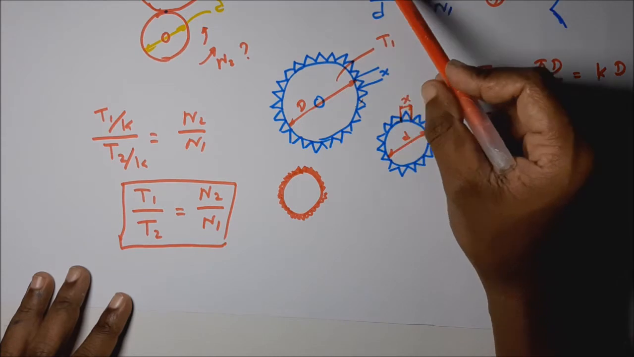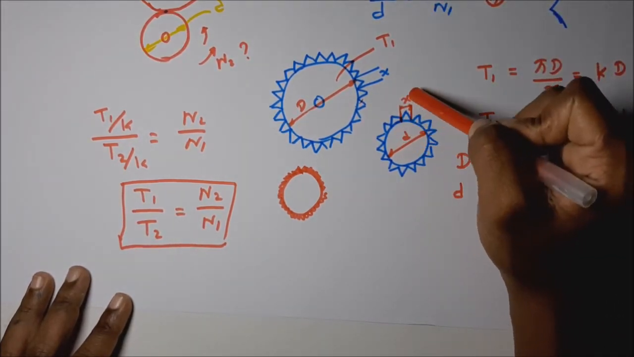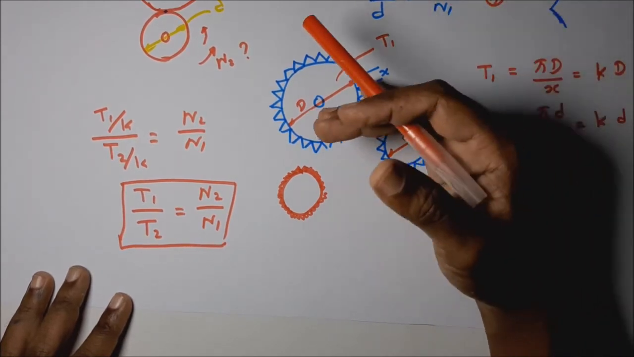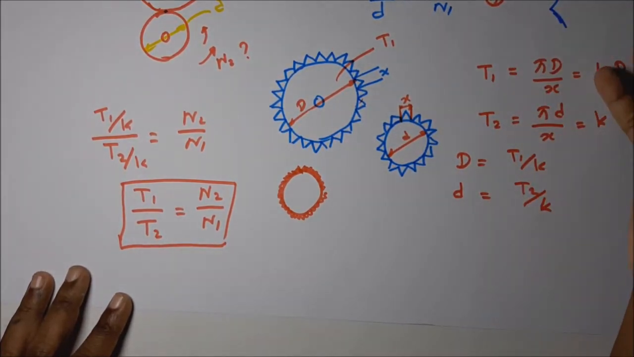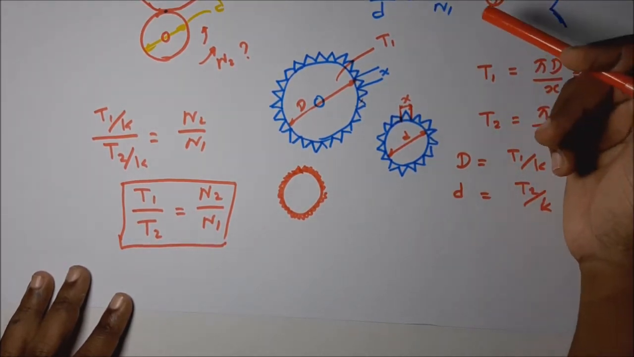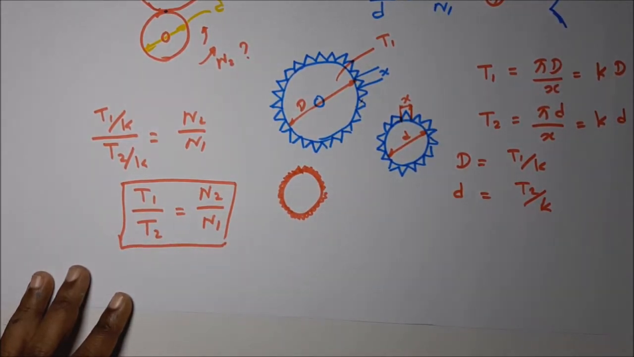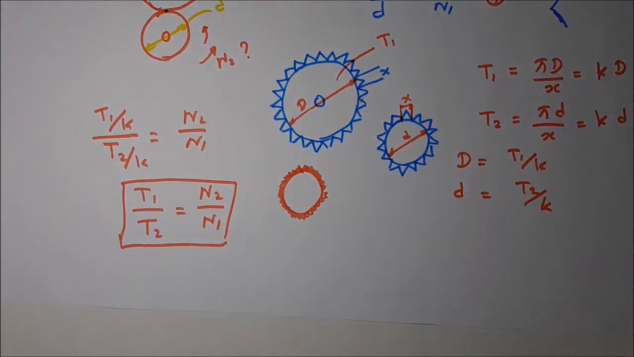According to the diameter, it has a certain number of teeth. According to this diameter also, it has a certain number of teeth. The number of teeth on the gear wheel is proportional to the diameter. This is the speed ratio for the meshing gear wheels. I think you are all clear on how to obtain this one.